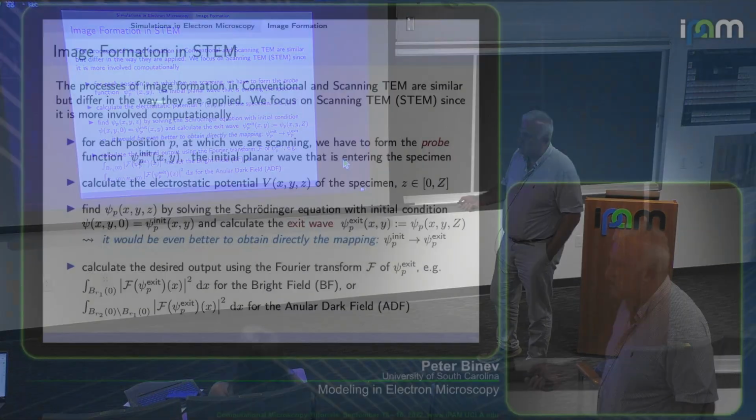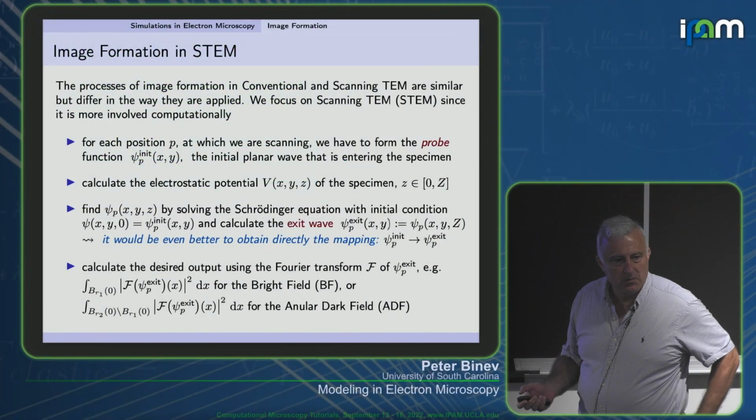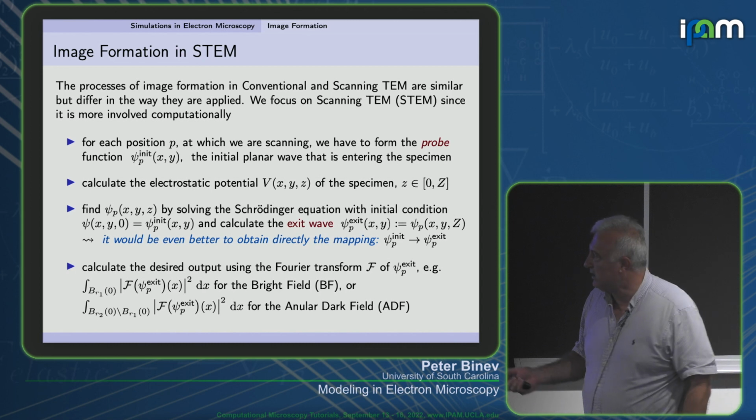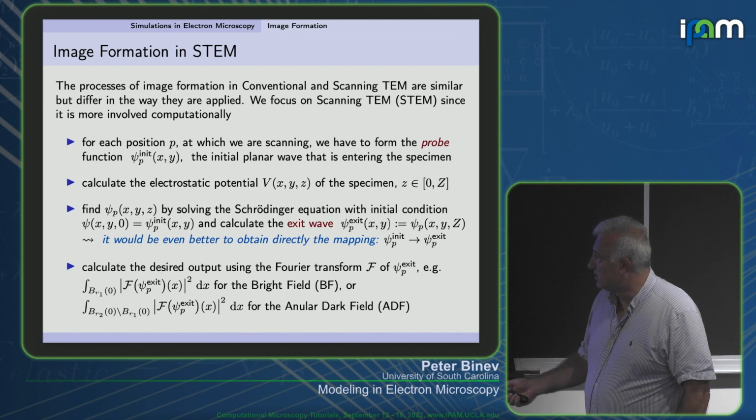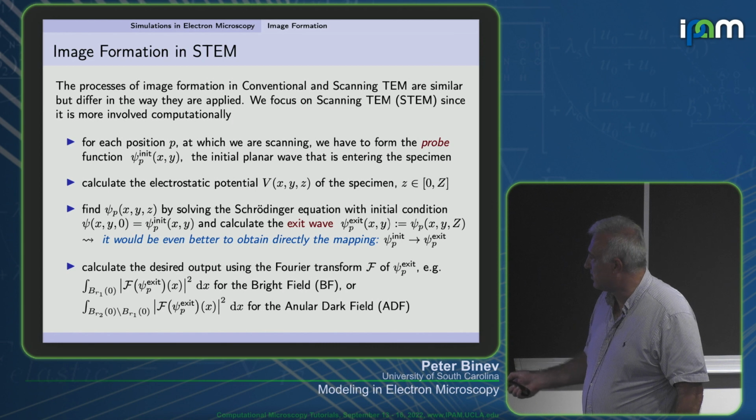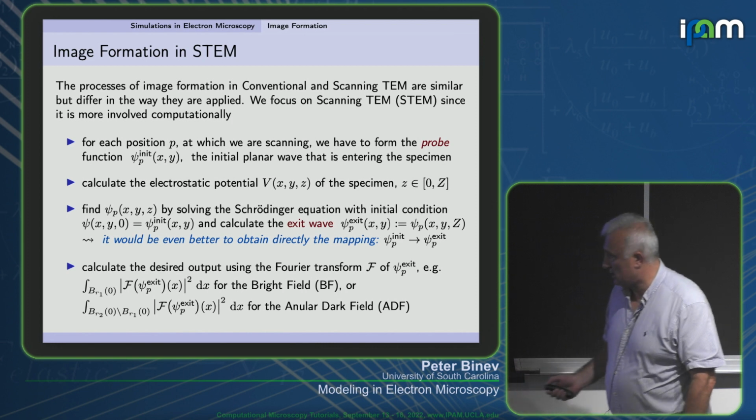There are a few points we have to do. First, we have to see what our initial wave is, because, of course, we have to model that based on how the electron microscope looks. Then we have to calculate the electrostatic potential of the specimen. And then we have to solve the Schrodinger equation with the initial condition and this electrostatic potential, and receive the exit wave by evaluating the solution at Z.